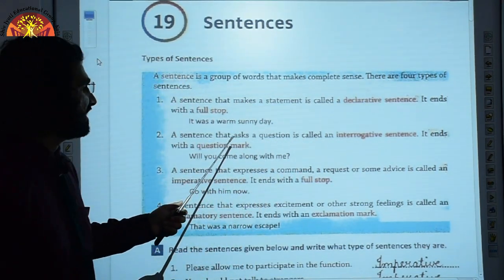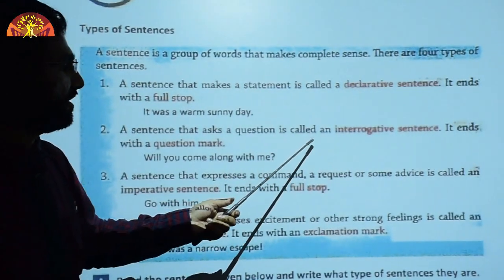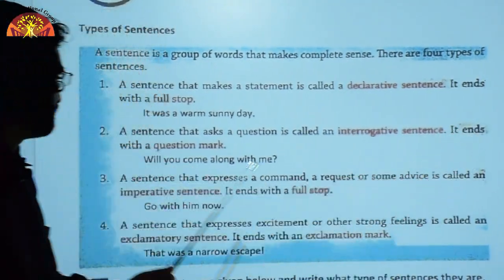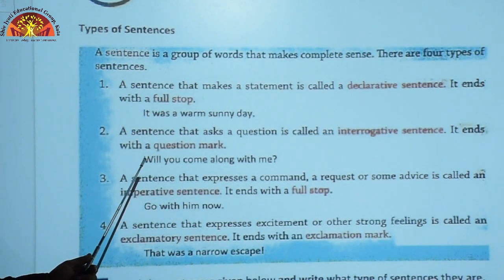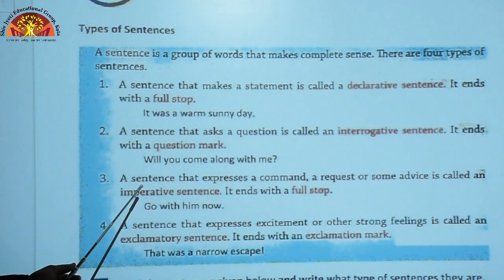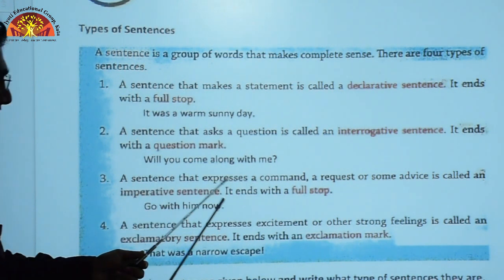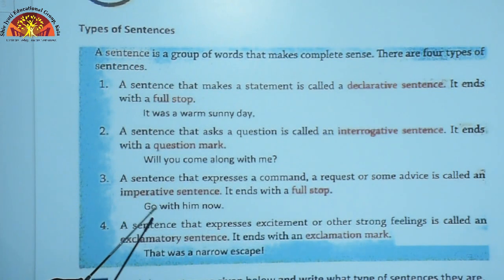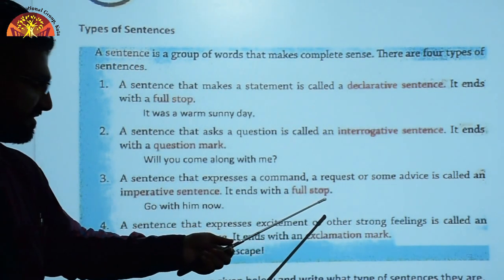A sentence that asks a question is called an interrogative sentence. In which class do you study? Question mark. It ends with a question mark. Will you come along with me? Will you attend the live session? Question mark. A sentence that expresses a command, a request, or some advice is called an imperative sentence. It ends with a full stop.